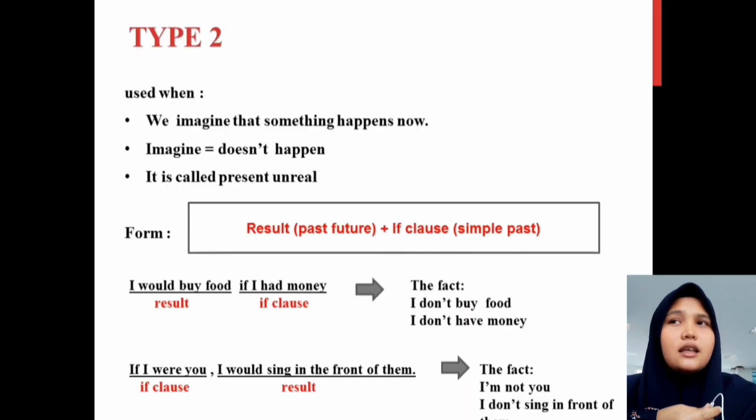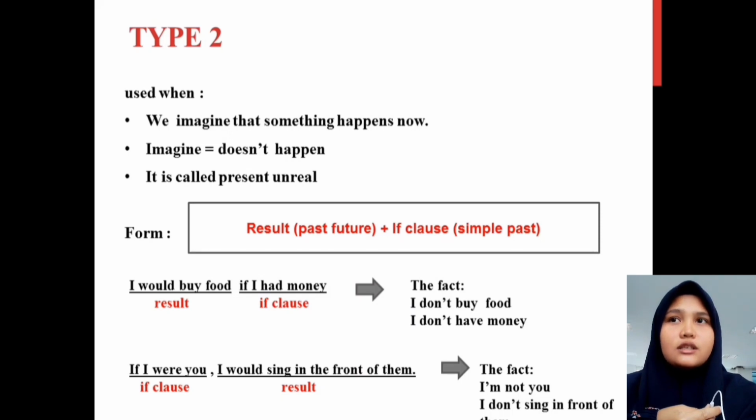And the next is type 2. Type 2 is used when we imagine that something happened now. Remember, we imagine. It is just imagine. If it is just imagine, it means it doesn't happen now, because we just imagine. Type 2 is called present unreal because we imagine that something happened now, but it doesn't happen.